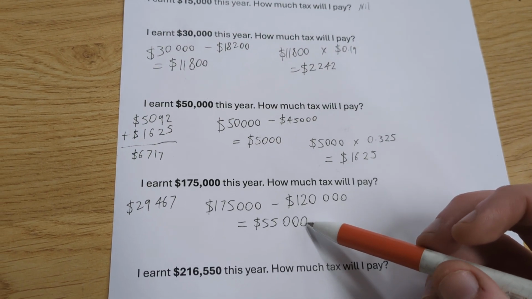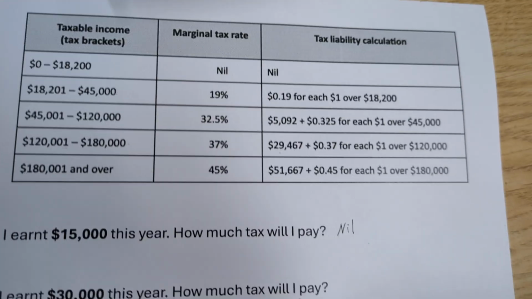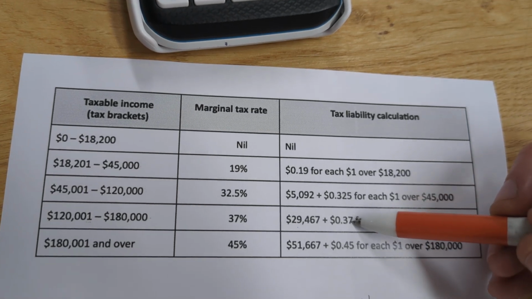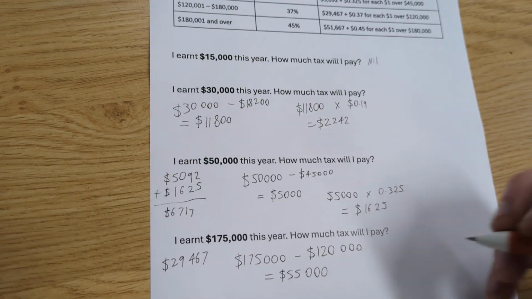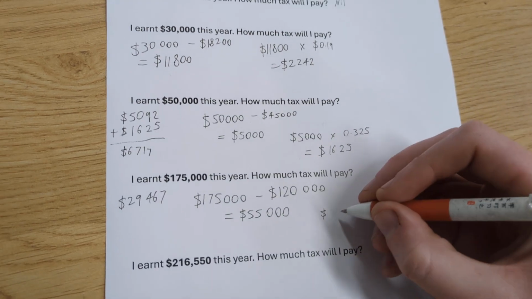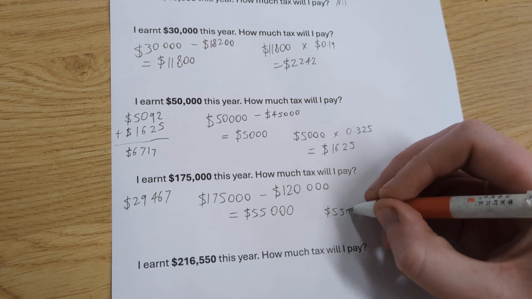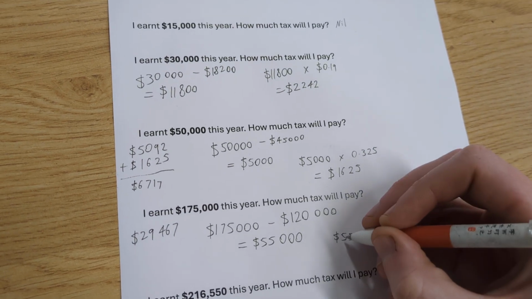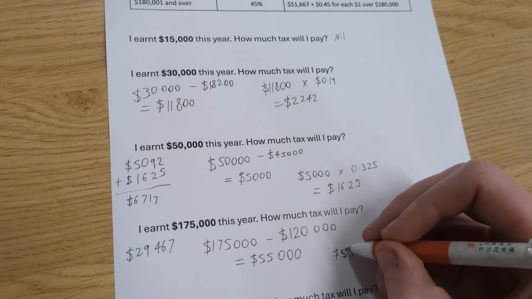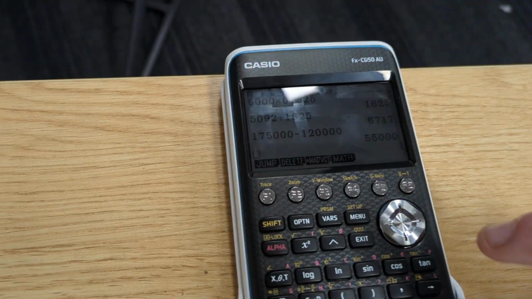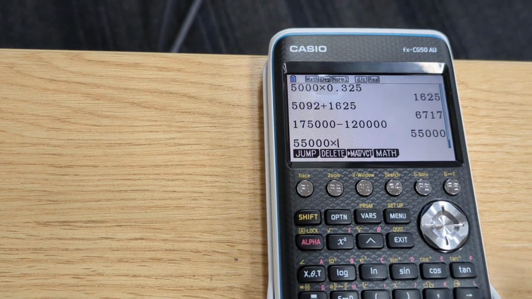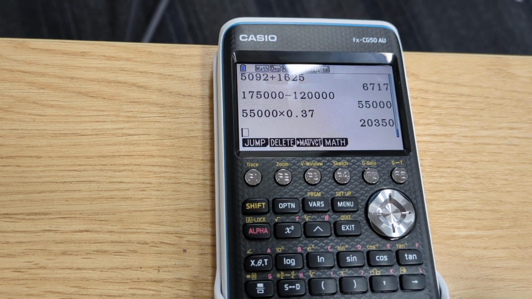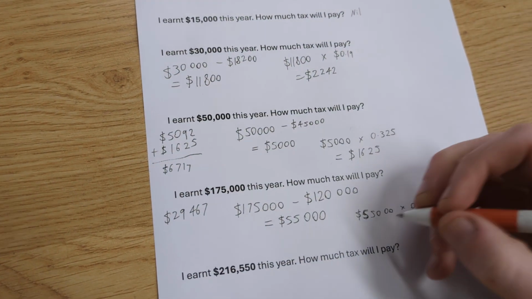Now we need to calculate tax on that. What do we times this number by? Have a look, have a guess. This one. So, $55 grand times 0.37. $20,350.